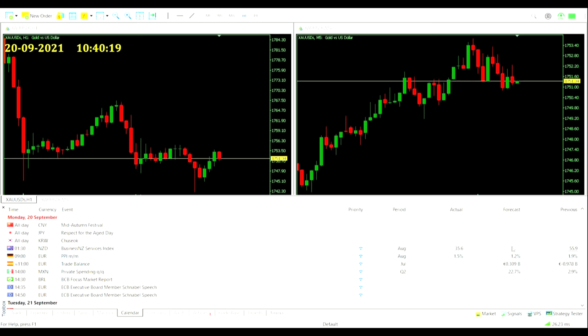There wasn't a forecast on it, but we can see the previous was 55.9, and the actual came in at 35.6. So quite a decrease there. Bit of a loss of confidence in current business conditions in New Zealand. Hopefully they can bounce back.